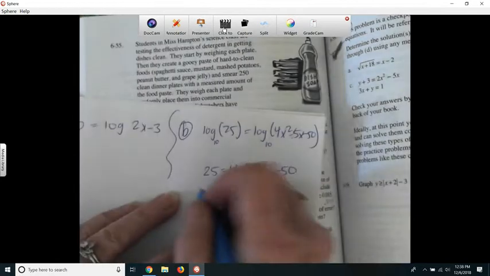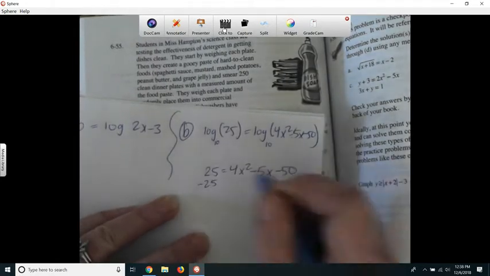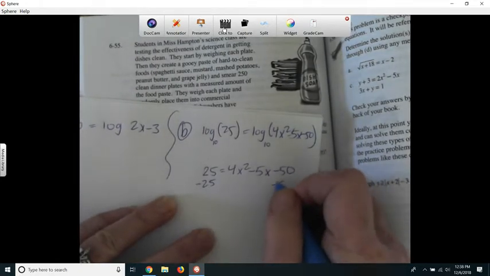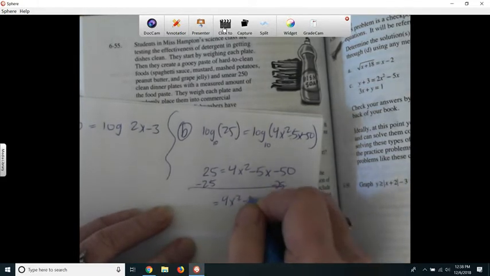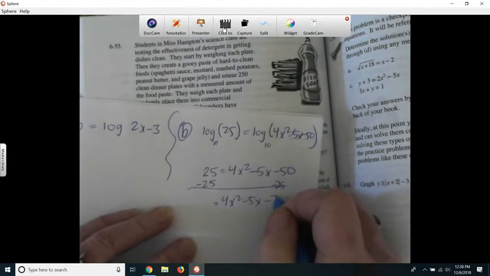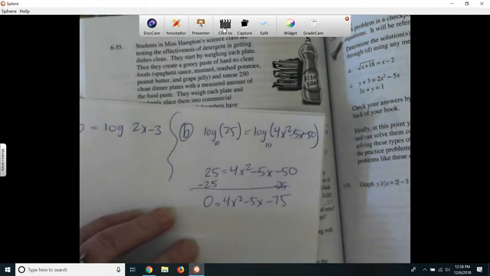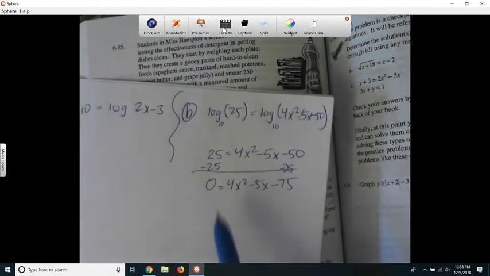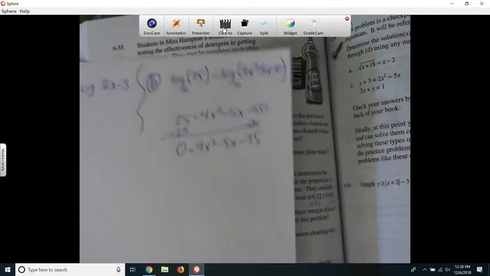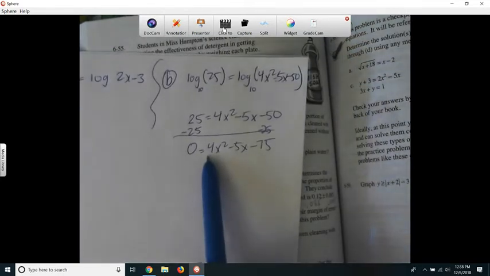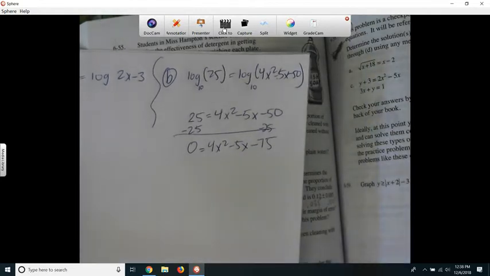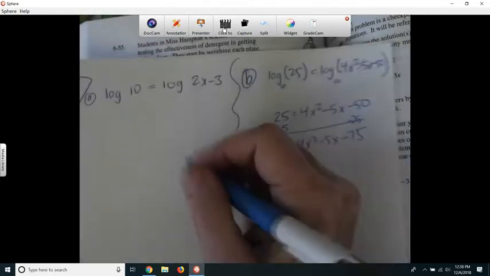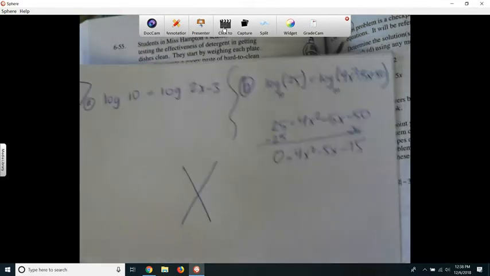So I want to get a 0 on one side of the equal sign. So 4x squared minus 5x minus 75 is equal to 0. So you'll notice there's nothing nice for me to factor out, and this doesn't have a 1 in front of the x squared, so I can't really use any shortcuts that I have. I'm just going to go ahead and do my diamond problem.